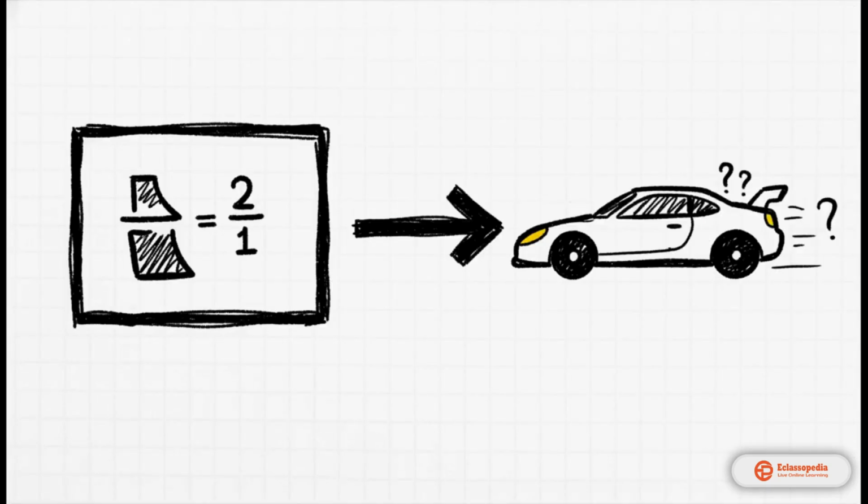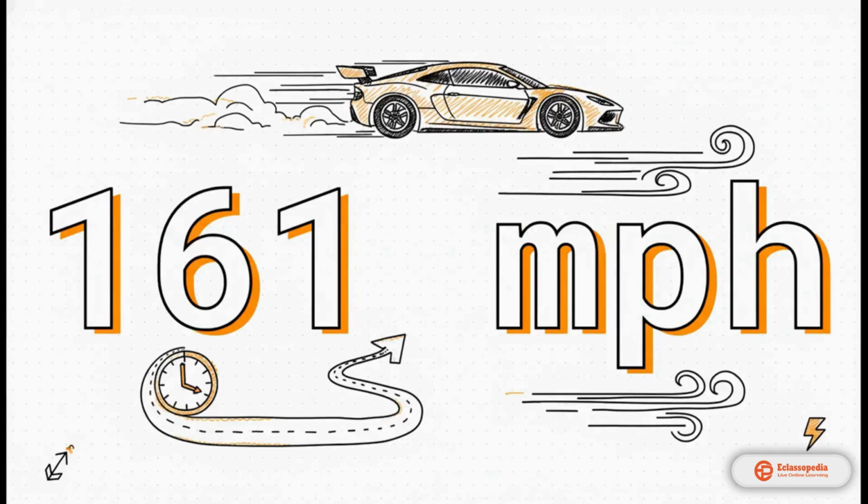Okay, so this is where it all comes together. Let's apply this directly to our race car problem and finally put this puzzle to rest. First up, let's calculate the car's average speed. Remember, speed uses distance. The total distance was 500 miles. Let's say the race took about 3.1 hours. So 500 miles divided by 3.1 hours gives us an average speed of about 161 miles per hour. That sounds about right, doesn't it?